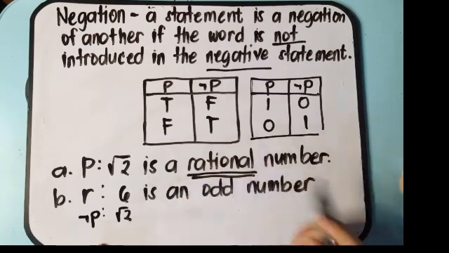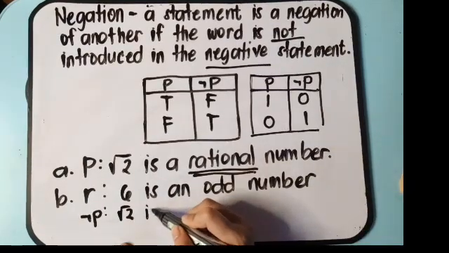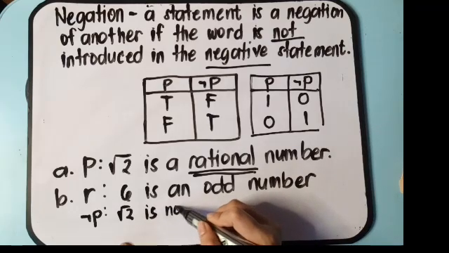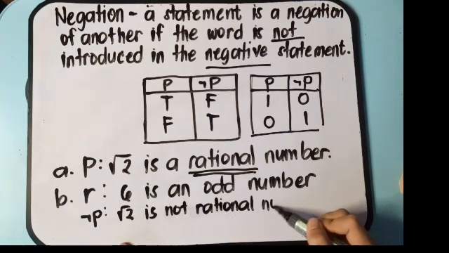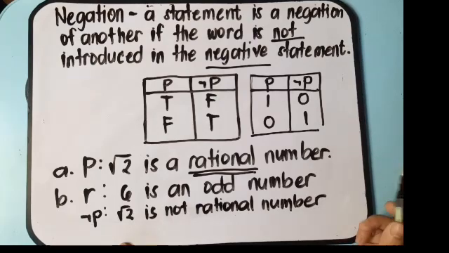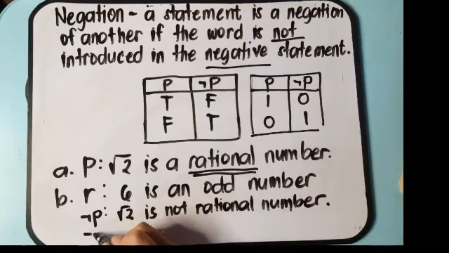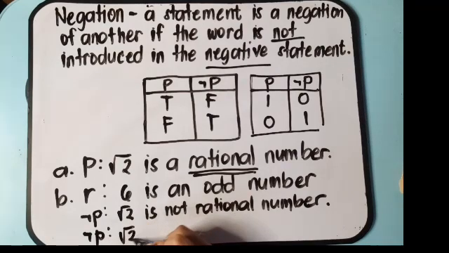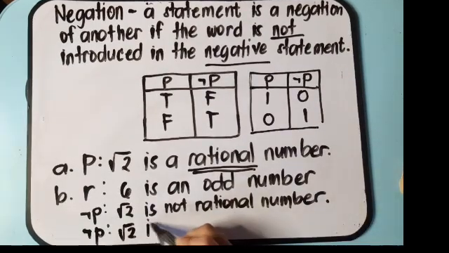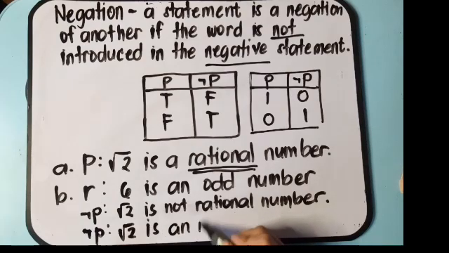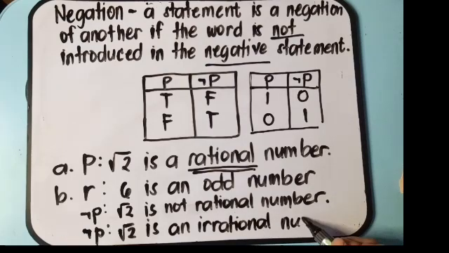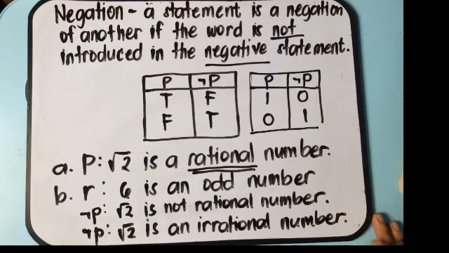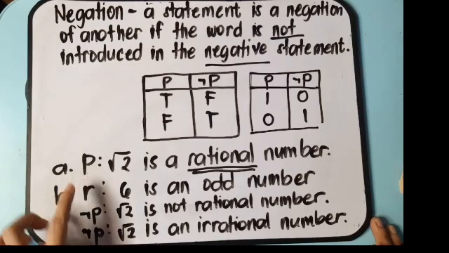square root of 2 is not a rational number, or pwede ring not P, square root of 2 is an irrational number. Right? We have the real number system, the rational and irrational. So, we already negated the proposition P.